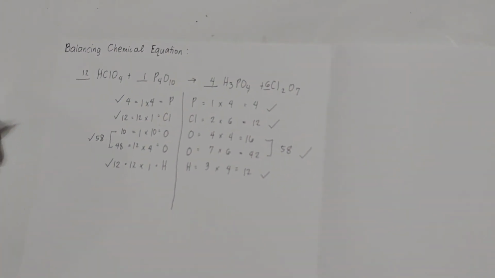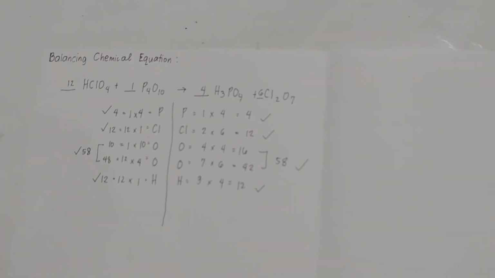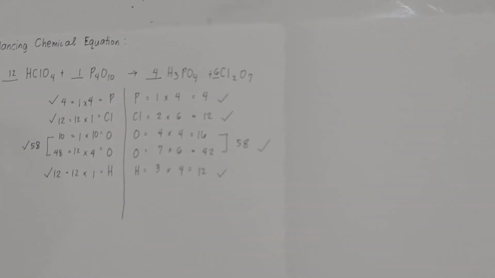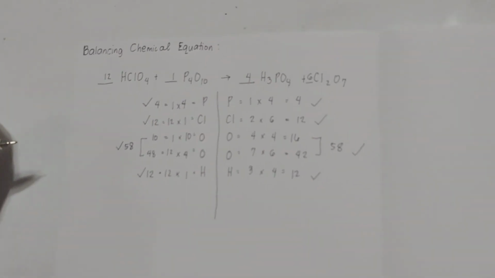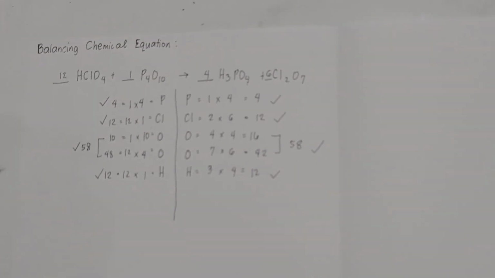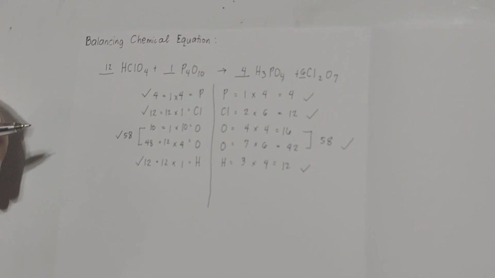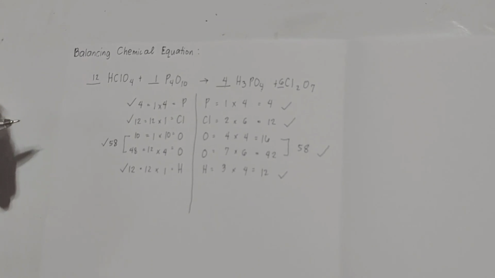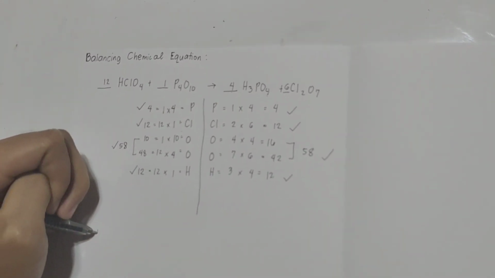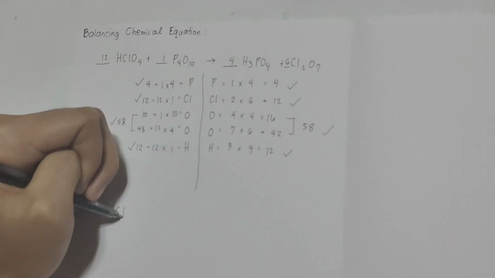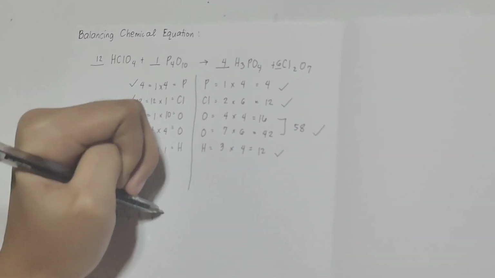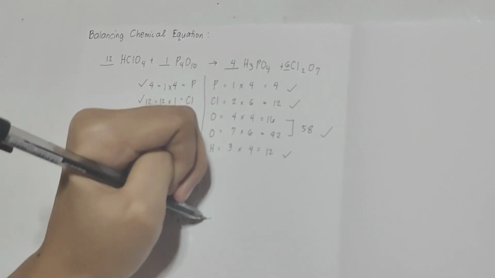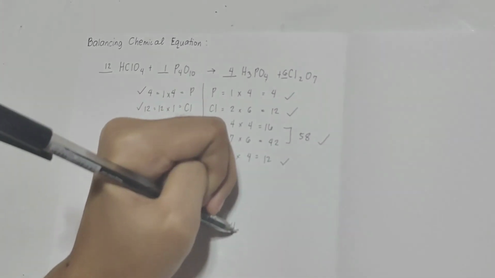However, let's not forget our last rule, which is to make sure that all of the coefficients are reduced to the lowest possible whole number ratios. Can we reduce the coefficients 12, 1, 4, and 6? No. So again, we already have our final answer. The balanced equation therefore is 12 perchloric acid plus 1 tetraphosphorus decoxide yields 4 phosphoric acid and 6 dichlorine heptoxide. And that would be all.